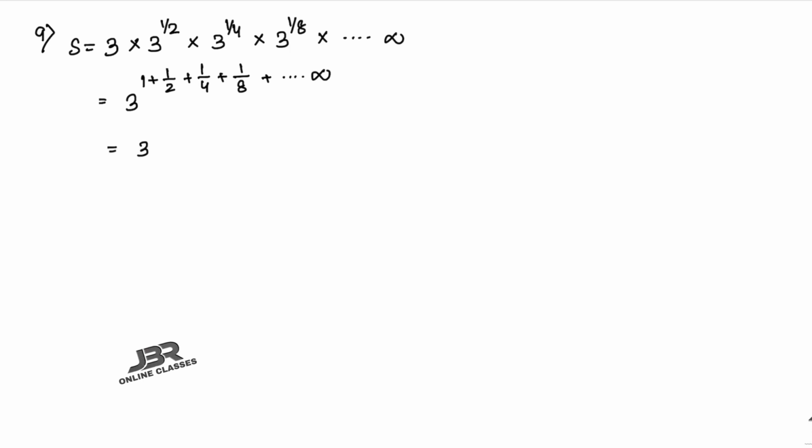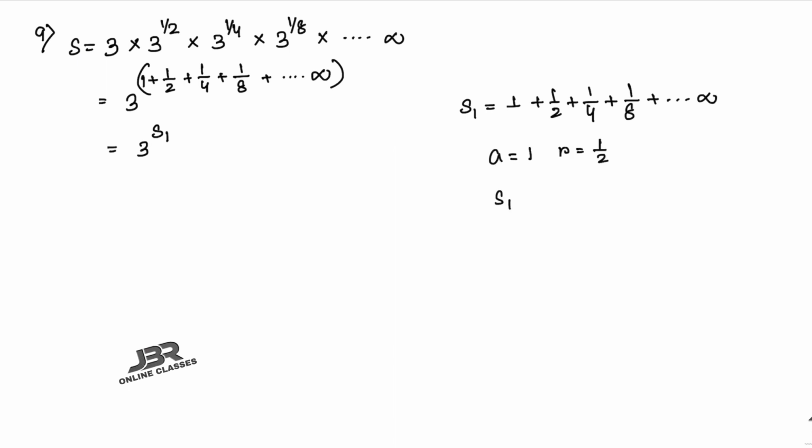So 3 to the power, suppose this is s1. s1 is the sum of this series: 1 + 1/2 + 1/4 + 1/8 + ... up to infinity. So a equals 1, r equals half, then s1 will be 1 by (1 minus half). So s1 equals 2. Clear? So a is equal to 3^2, that equals 9 as your answer.